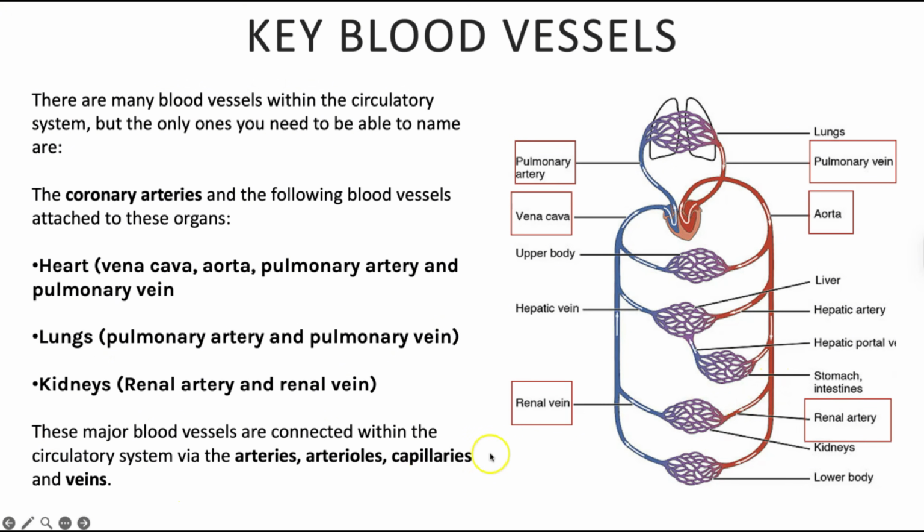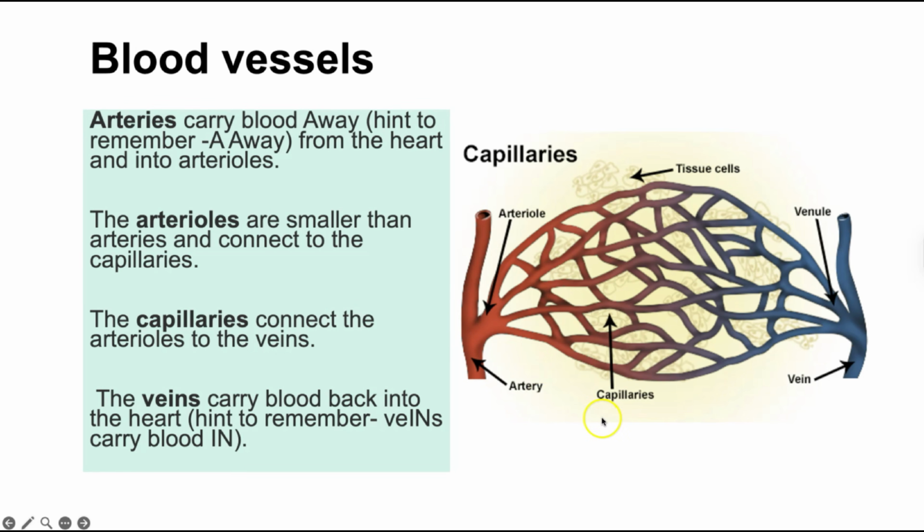So those major blood vessels are then connected within the circulatory system via arteries, arterioles, capillaries, also venules, but you don't need to know that for AQA, and veins. And that takes us on to these blood vessels. So arteries in general carry blood away from the heart towards the arterioles. Arterioles are smaller than arteries, they're branching and they connect to the capillaries. You don't need to know about the venules, but you then have the capillary network, and then you learn about the veins, which carry blood towards the heart. And I always say like vein, it's got 'in' in it, it's going back in or towards the heart.